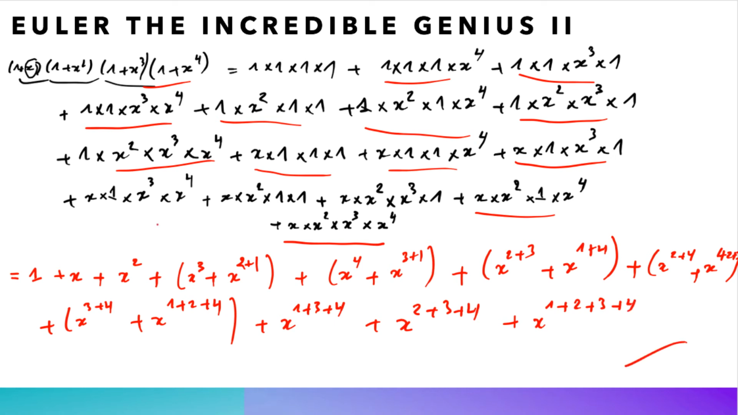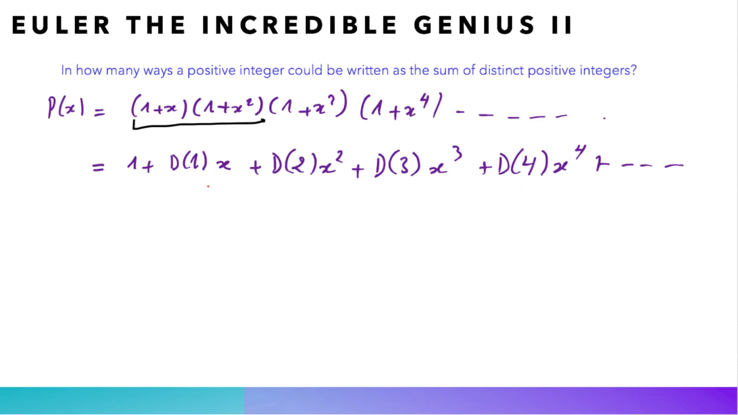They're just computations, right? But they're very instructive, and we should now inspect why in front of every x to the n here, there should be d of n, which is the number of ways in which n can be written as the sum of distinct positive integers. So if we get back to our infinite product, Euler multiplied out all of them and collected like powers of x, and he noticed that every time he gets d of n in front of x to the n.